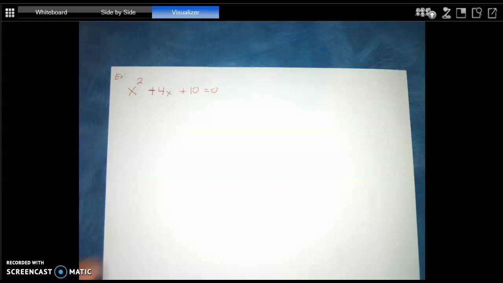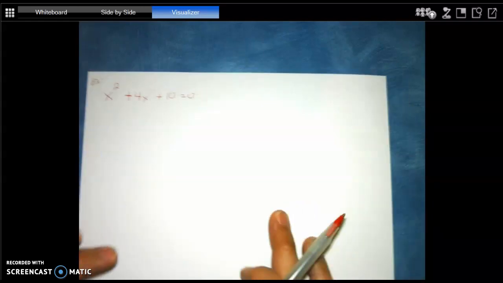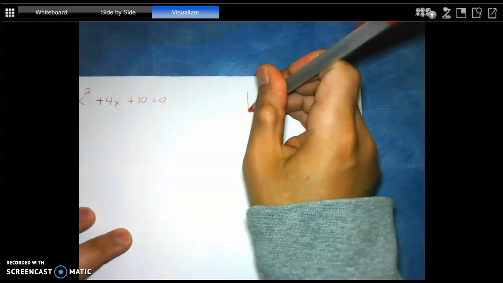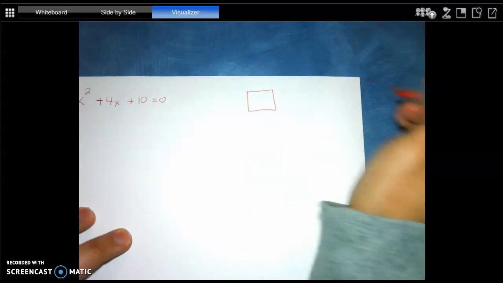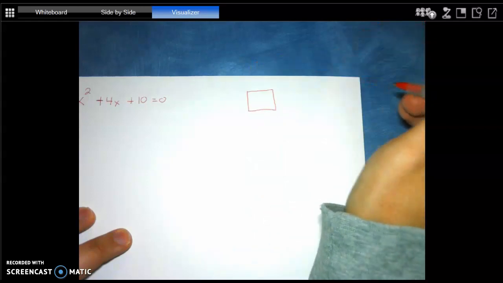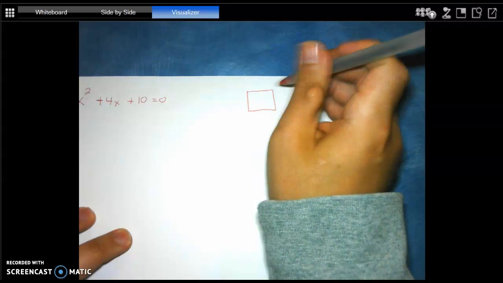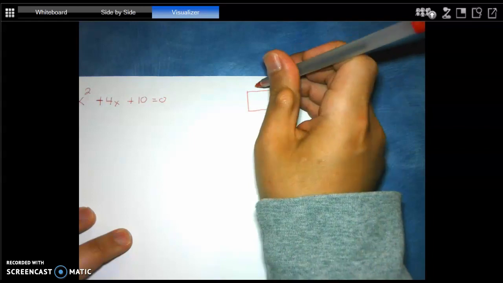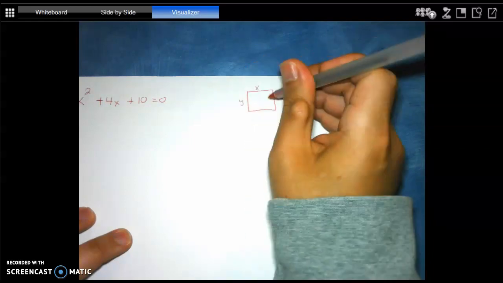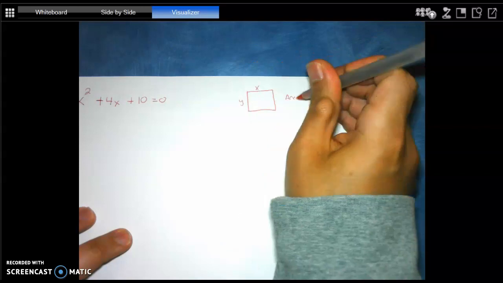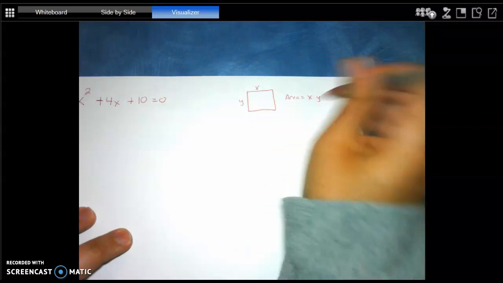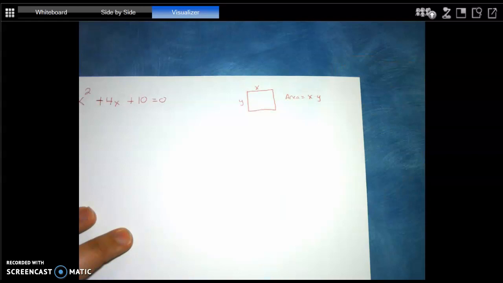Okay, before we start that, I just want to talk about one thing. If you remember what this is all based off of, if you had some rectangular square, to find the area of that, you take this side and whatever this side was. So the area would be those two sides being multiplied. Let's keep that in mind as we're completing the square here.